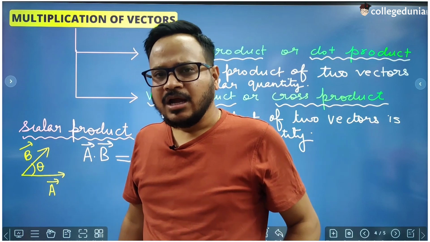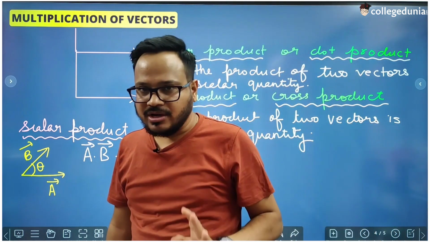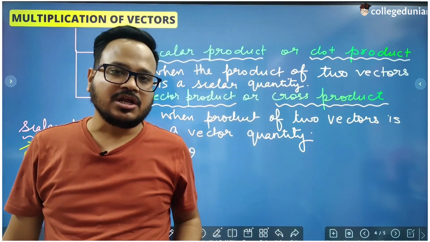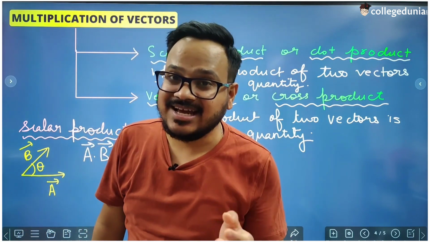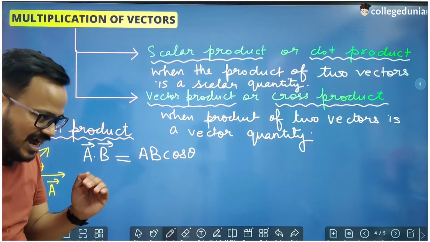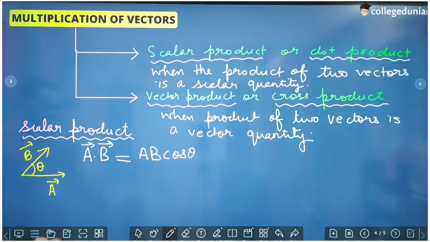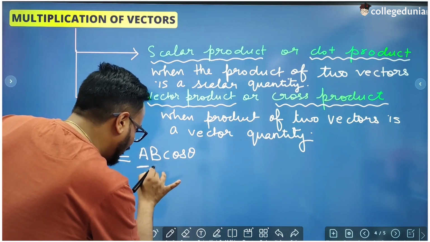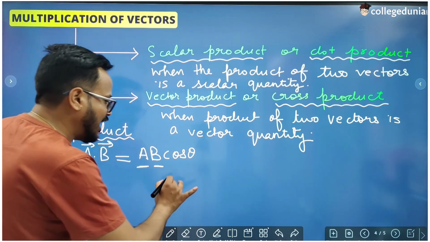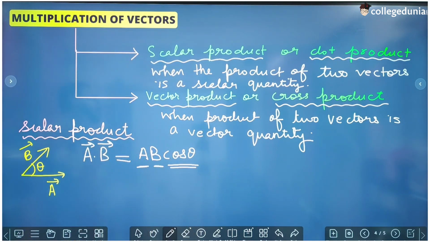For example, work is the dot product of force and displacement, because force is a vector quantity, displacement is also a vector quantity, but work is a scalar quantity. So now you can clearly see that work, which is a scalar quantity, is the product of two vectors. So it must be the scalar product or dot product. Here you will put the magnitude of one vector and the magnitude of the second vector, and the cosine of the angle between the two vectors.